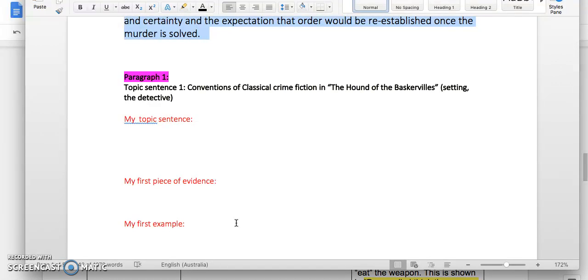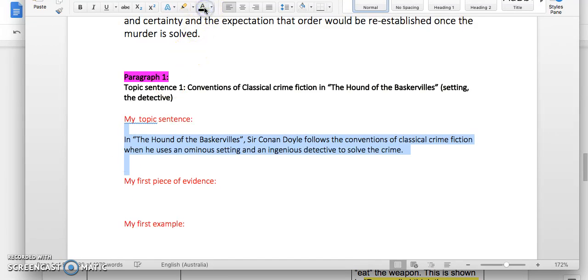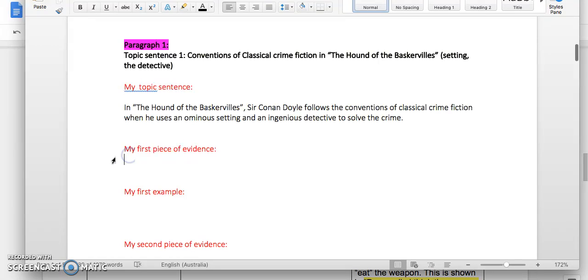So what are the conventions of classical crime fiction in Hound of the Baskervilles? So I thought about discussing setting and the detective first. So in my topic sentence, I've written, in The Hound of the Baskervilles, Sir Conan Doyle follows the conventions of classical crime fiction when he uses an ominous setting and an ingenious detective to solve the crime. So that's my topic sentence.